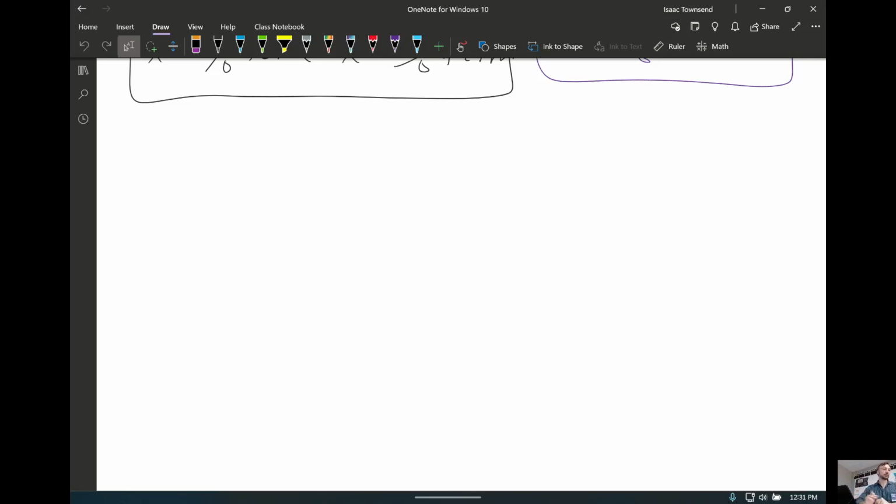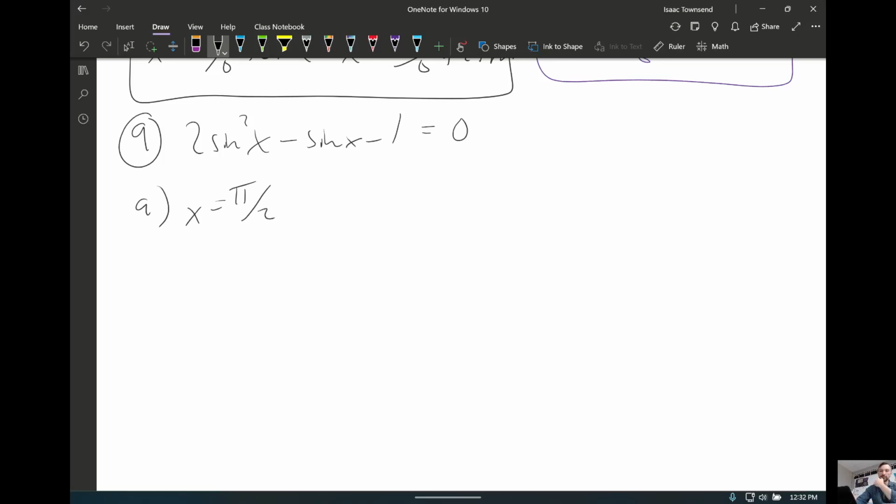Can you do 9? Number 9, okay. So number 9, again, is not asking us to solve. It's just asking us to check. So we're going to pretend like we solved this and get an answer of pi over 2 and an answer of 7 pi over 6. And if we want to know if those answers are even reasonable, we should plug pi over 2 in everywhere there is an x.